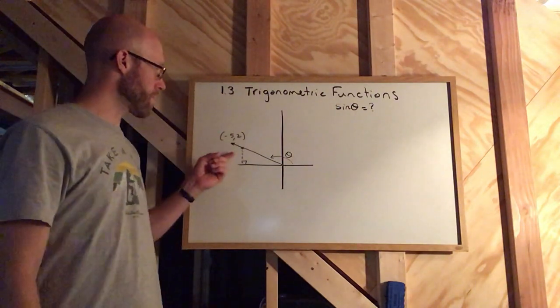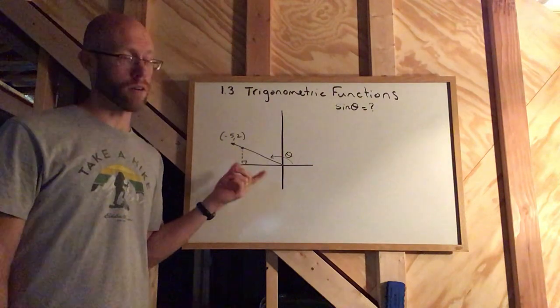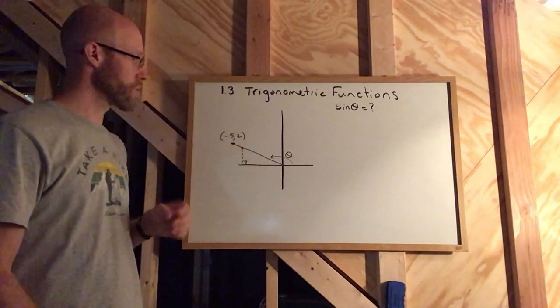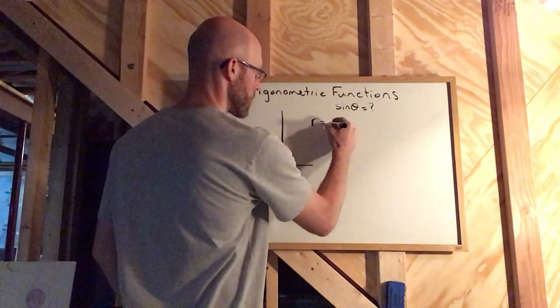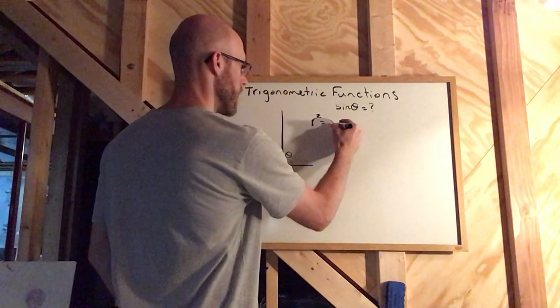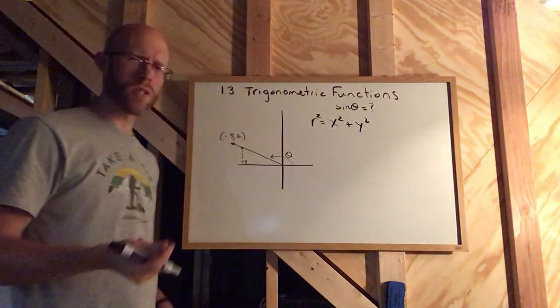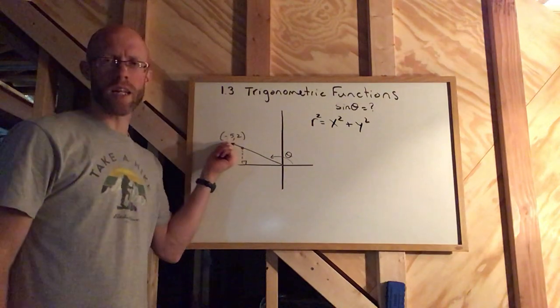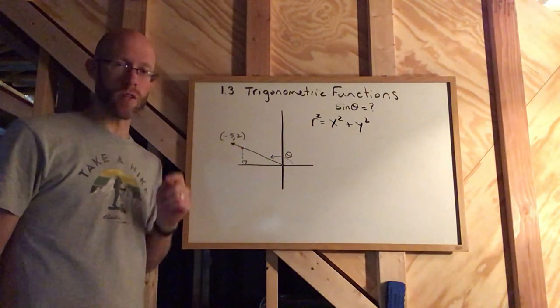Well, I can do that because I know what the x, y, and r are, or I'm going to find them anyway. So let's look at the r for a moment. I know that r squared is equal to x squared plus y squared. What's interesting is the x value is negative, and that's actually okay. We can have negative values in here.